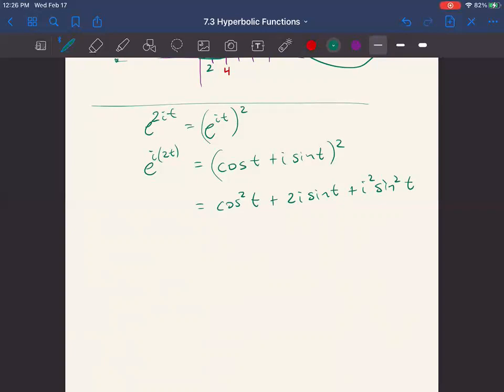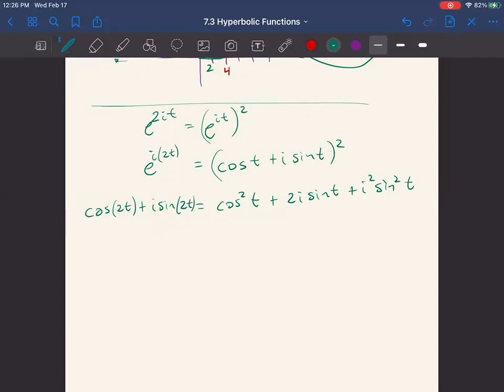On the left-hand side, I have e to the i times 2t. So I can actually write that as just cosine of 2t plus i sine of 2t. Do you agree with that? Because whatever t is, I'm just doing two of it, right? I can say 2t equals r, and then it'd be cosine of r plus i sine of r. But then r is 2t, so I just put the 2t back in, right? So we all agree with the steps I just did right there?